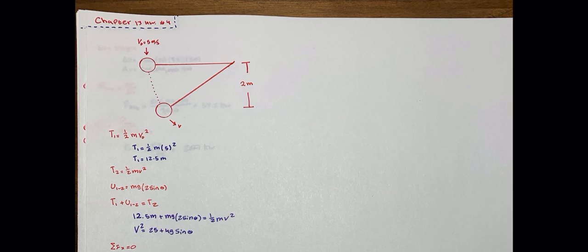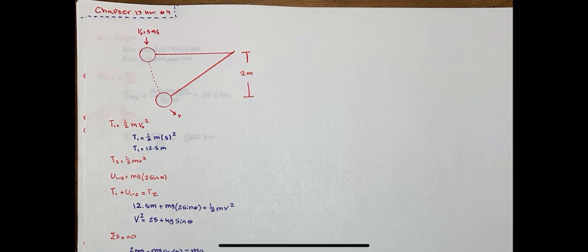Alright, so this one, a sphere is given a downward velocity of 5 meters per second, and we're supposed to determine the angle at which the rope will break, knowing that it would withstand a maximum tension equal to twice the weight of the sphere.